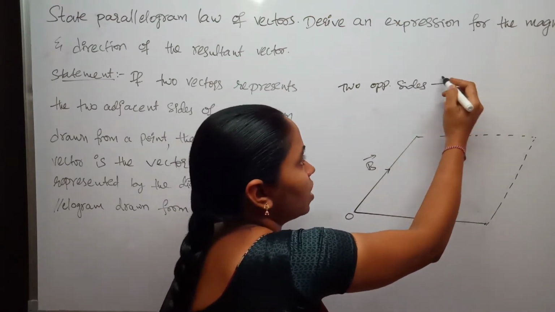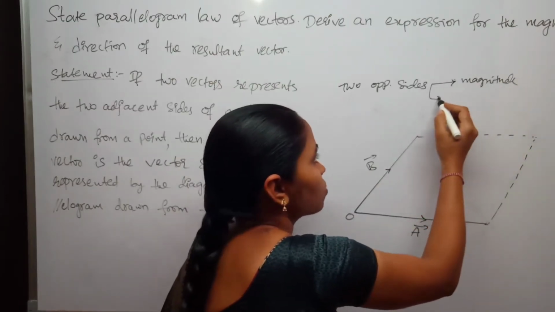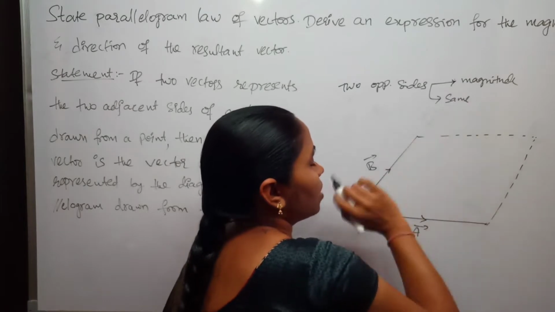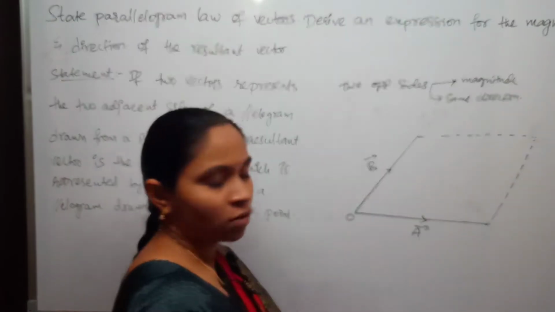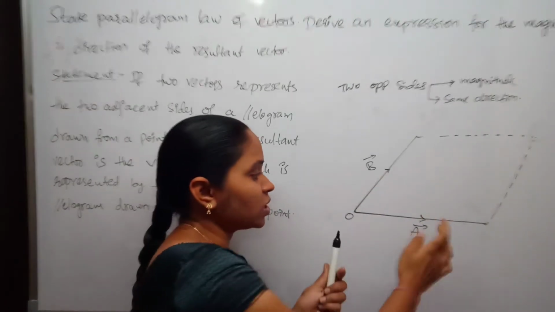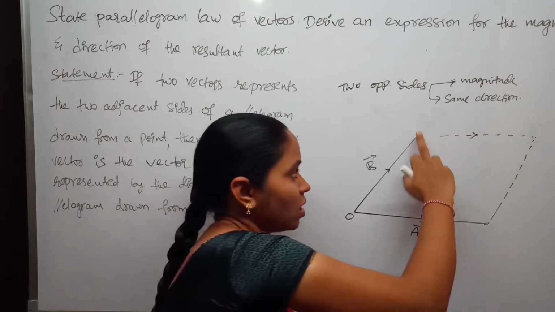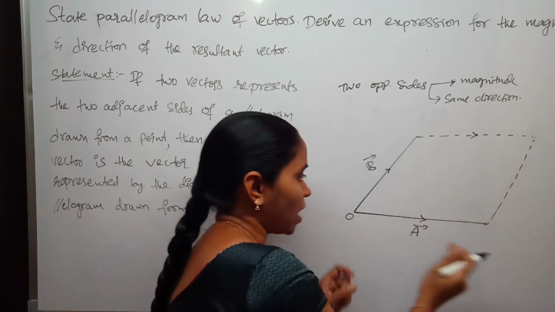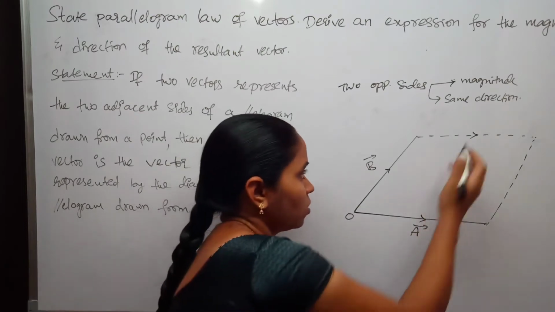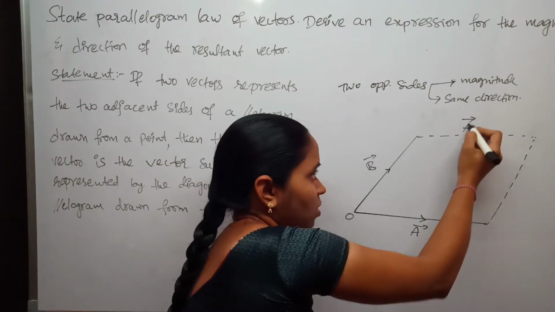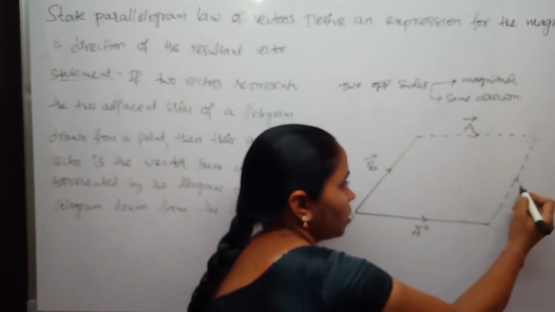are equal in magnitude and will also have the same direction. For a parallelogram, the two opposite sides will have the same direction and are equal in magnitude. Therefore you can represent this vector with A bar, and you can also represent this vector with B bar.